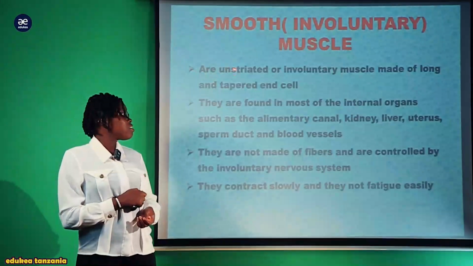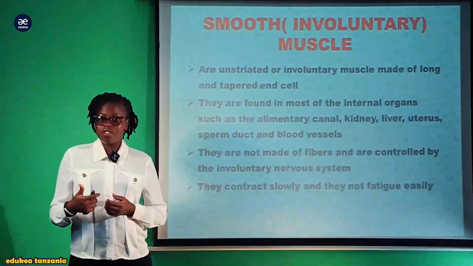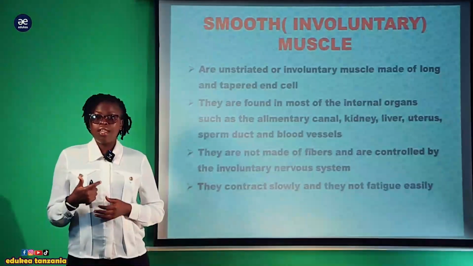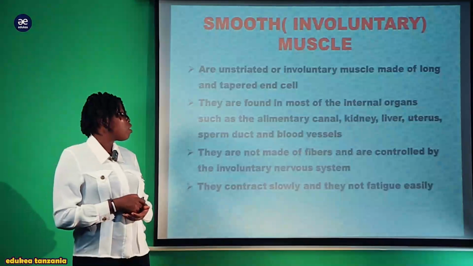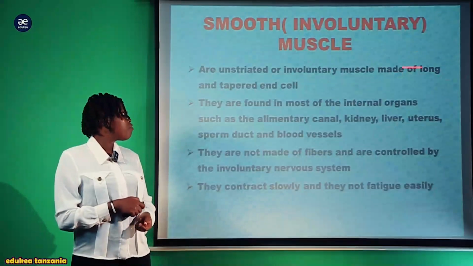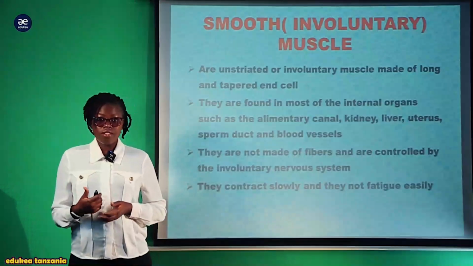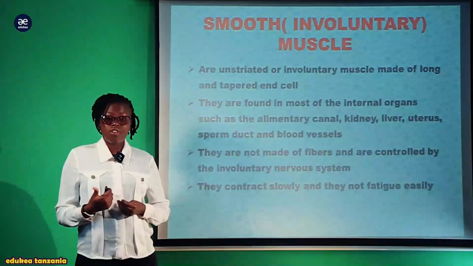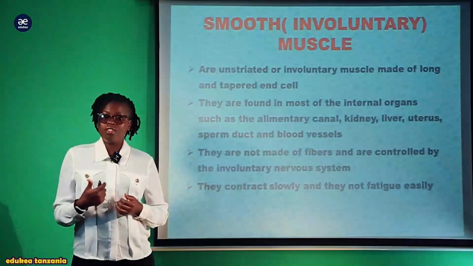So these are unstriated, they are not striated. Tumeangalia kwamba katika skeletal muscle they have the striation, lakini these are unstriated or involuntary muscles made up of long and tapering end cells. They are found in most of the internal organs such as the alimentary canal, so they tend to be found in these internal organs.